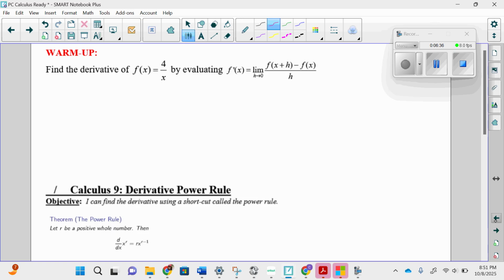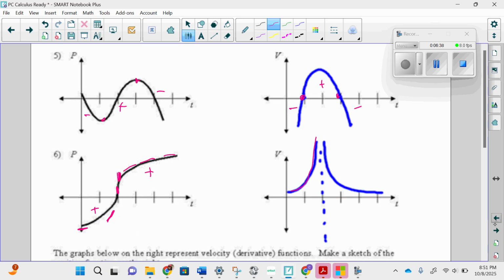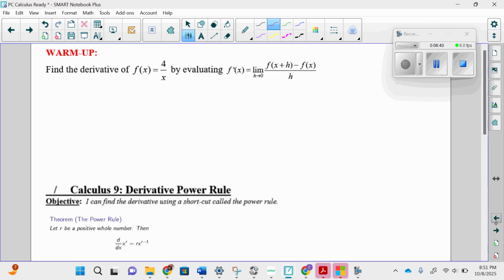So I'm going to simplify the difference quotient first. f of x plus h is 4 over x plus h, minus f of x, so minus 4 over x, and then all over h. In order to subtract those, I need a common denominator, so I have to multiply 4 over x by x plus h over x plus h, and I have to multiply 4 over x plus h by x over x.